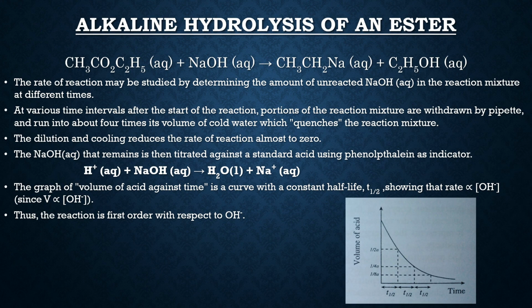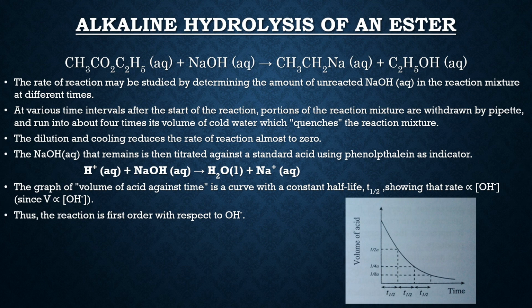Next is alkaline hydrolysis of an ester. Ethyl ethanoate reacts with sodium hydroxide. At various time intervals after the start of the reaction, portions of the reaction mixture are withdrawn by pipette and run into about 4 times its volume of cold water, which quenches the reaction mixture. The dilution and cooling reduce the rate of reaction almost to zero. The sodium hydroxide that remains is then titrated against a standard acid using phenolphthalein as indicator.